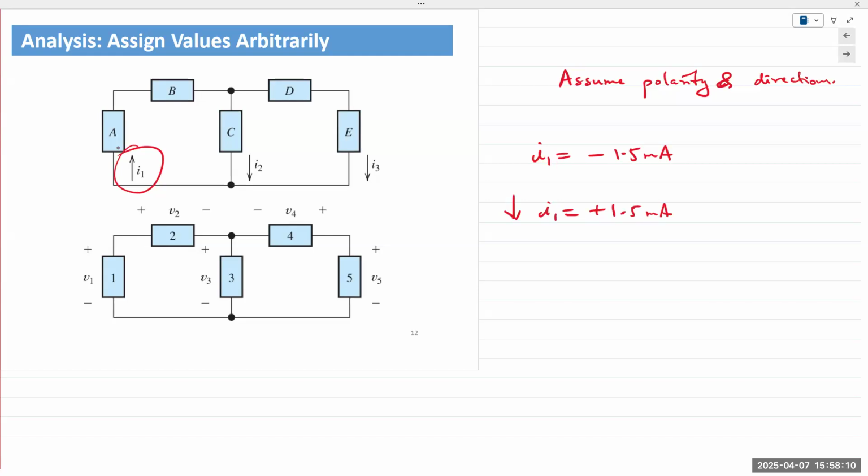If another student chooses to go up and you get minus 1.5, that is also correct. So this is correct, this is correct. But if you choose to go up and your I1 comes out to be 1.5 milliamps or plus, then this is incorrect. Okay. So as students, you keep in mind, you do not have to redo your entire analysis. If you have a negative answer, I will look at the assumptions that you have made. And if the assumptions and the sign that you have form a complete answer or correct answer, you get full points. Same thing with the voltages. Okay, same thing with the voltages.